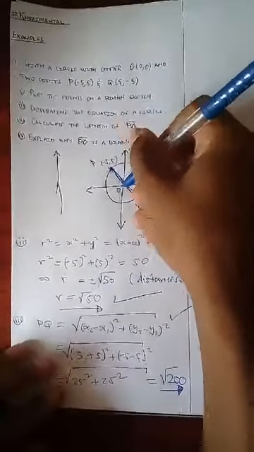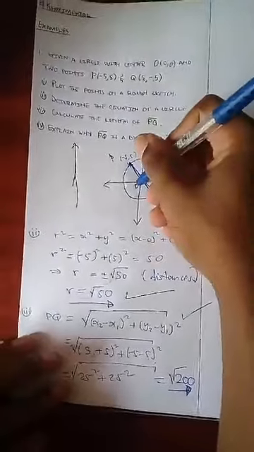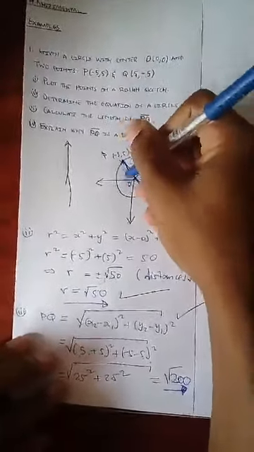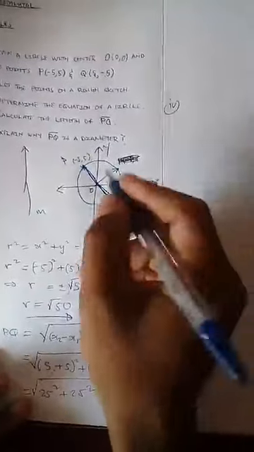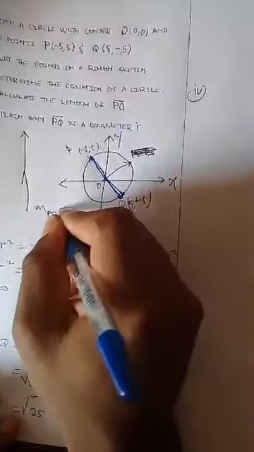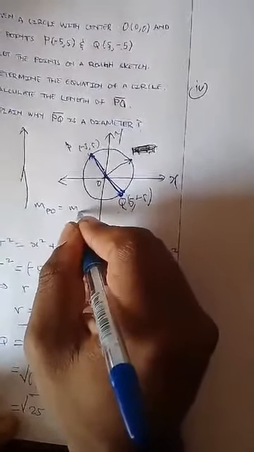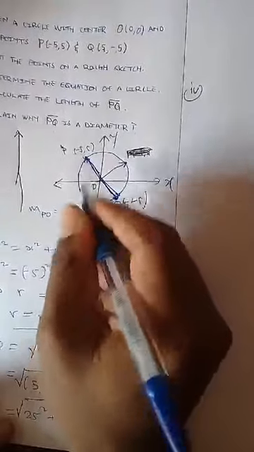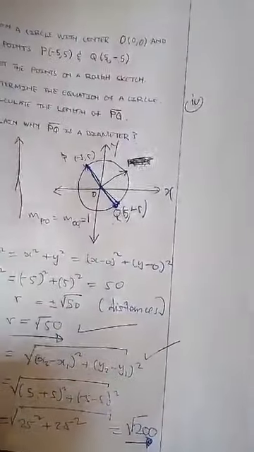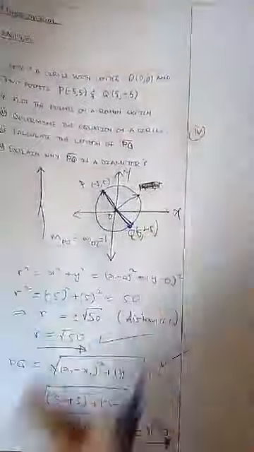You can just consider the gradient from O to P and the gradient from O to Q, and I think this should be similar. There should be 1. I think MPO should be equal to MOQ, which is 1, because these are 5s. Because this is 0. So that's why this is a diameter.